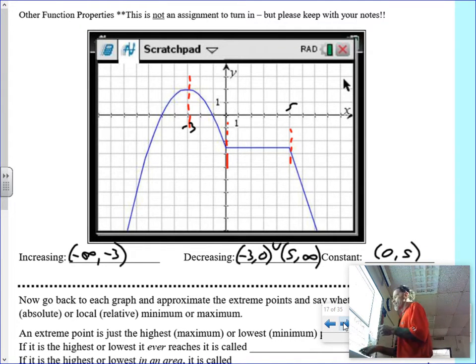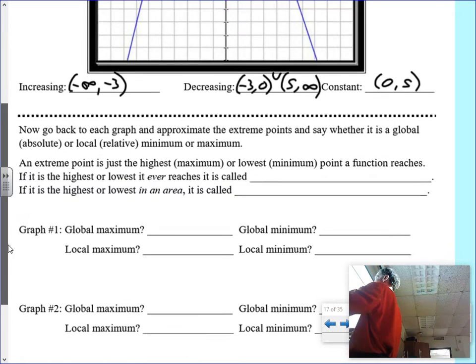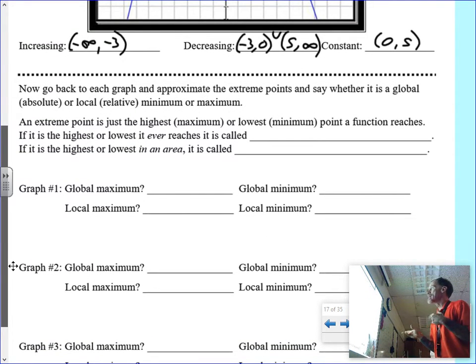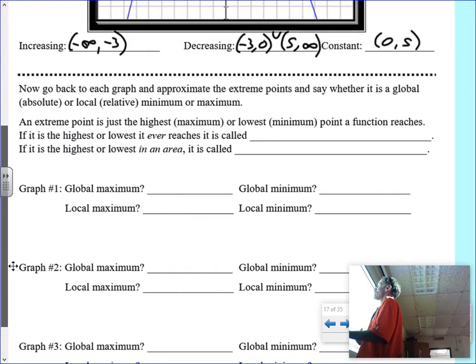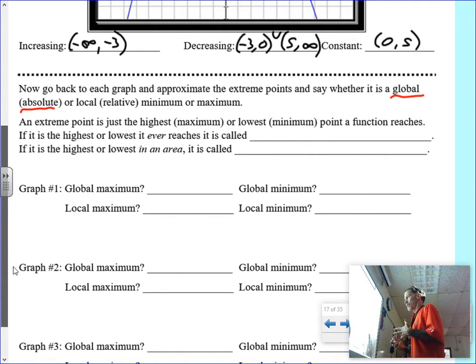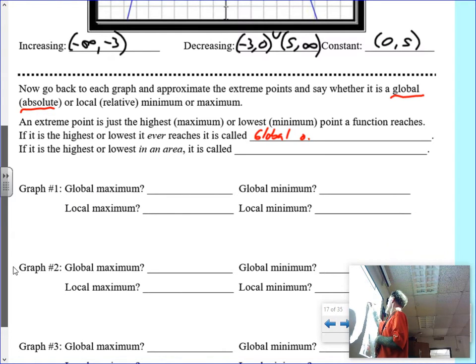Okay? Last little bit of vocabulary I'm going to throw in this same video. I'm going to talk about minimum and maximum values. And there's two different kinds. We kind of saw them in the graphs. In fact, I'm going to go back and look at the pictures again. But the main thing is, again, a little bit of vocabulary. So if it's the highest or lowest point it ever gets to, then we call that either a global or an absolute maximum or minimum. If it's the highest or lowest point ever, it's either the global or absolute.